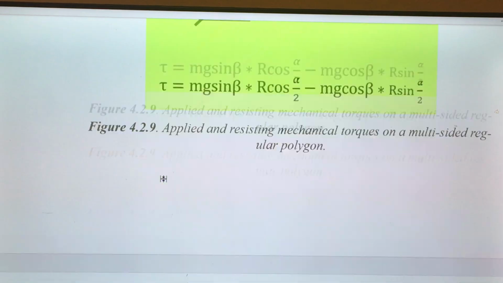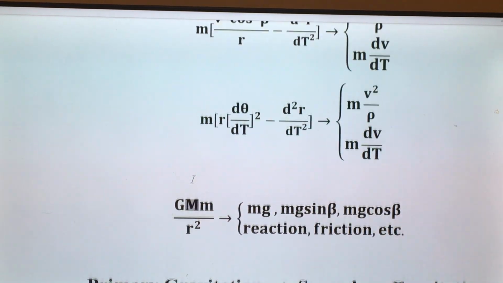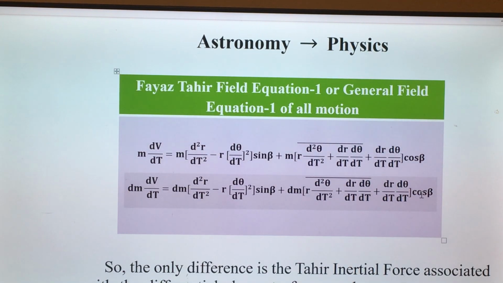Look, sine beta, cos beta at 90 degrees. This force is always perpendicular to the point of topple over, the point of topple over where the rotation is happening.